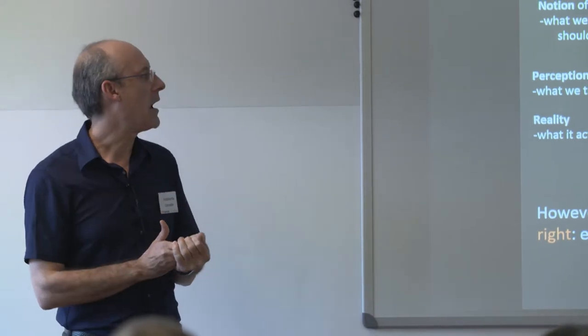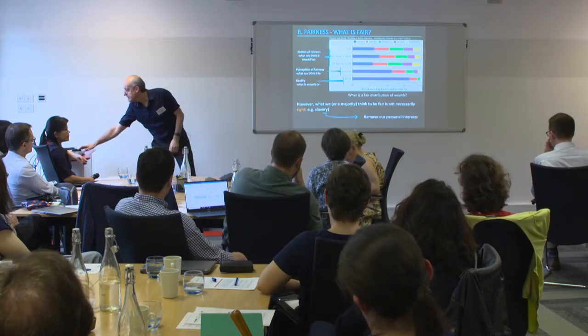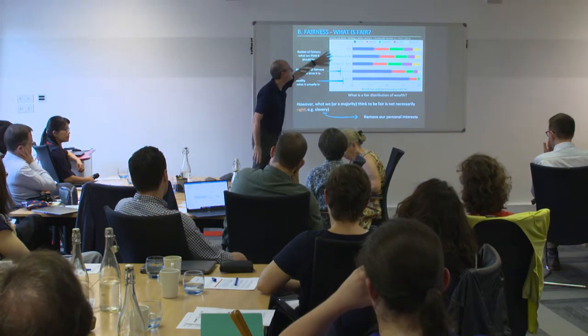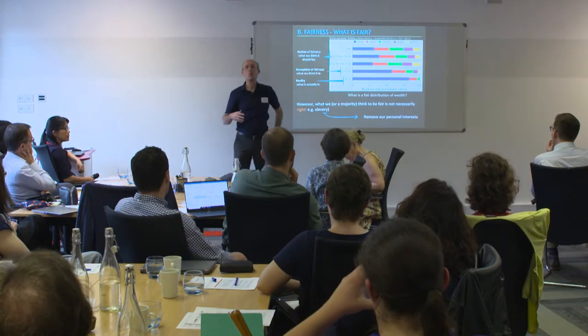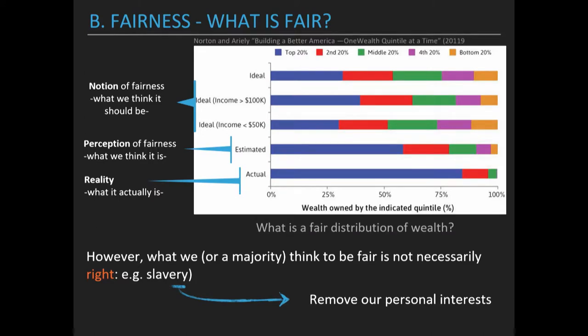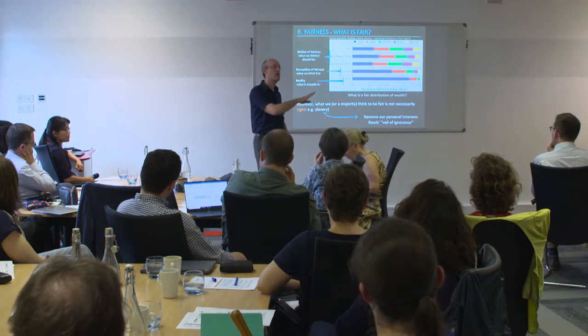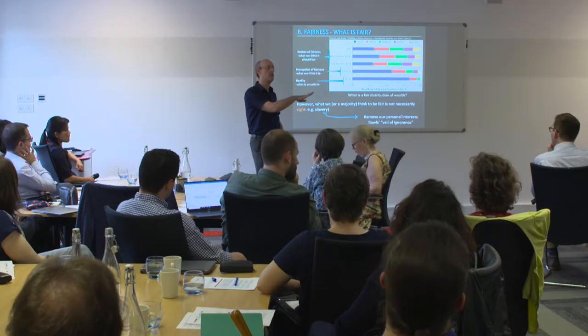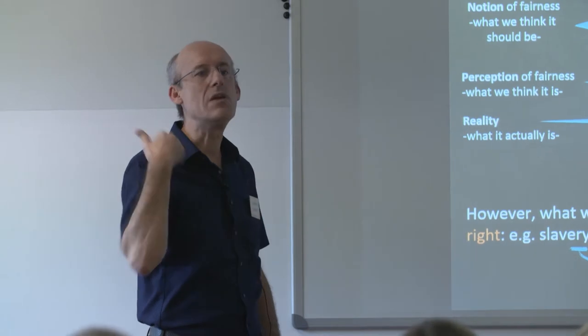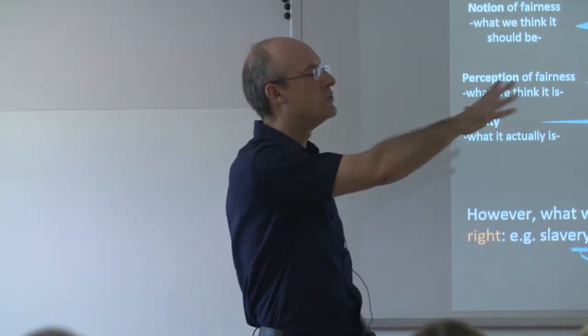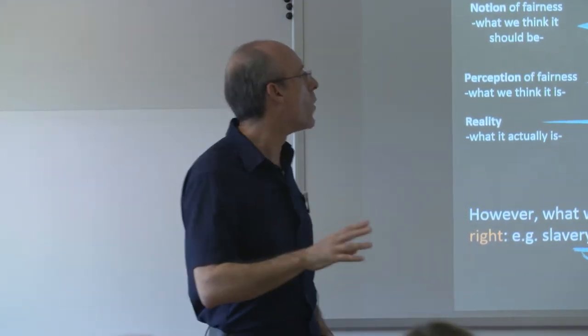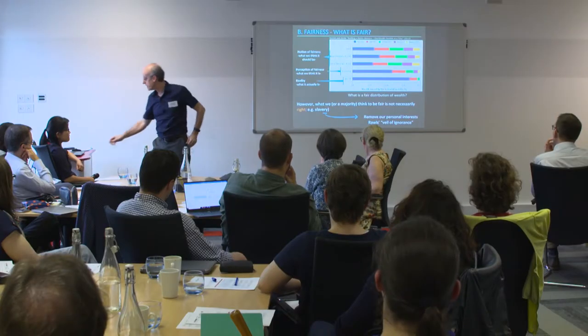So how can we get a concept of what is fair? Ideally, we would like to remove our personal interests. This is why we may have different concepts of fairness, because depending on our position, we have a different personal interest. And this is the excuse to introduce Rawls' veil of ignorance. One way to remove our personal interest is to decide what is fair and unfair without knowing who I will be in society. I put myself behind a veil of ignorance that doesn't reveal my outcome. If you think about the distribution of wealth, I have to decide it without knowing whether I will be in this group or in this group.